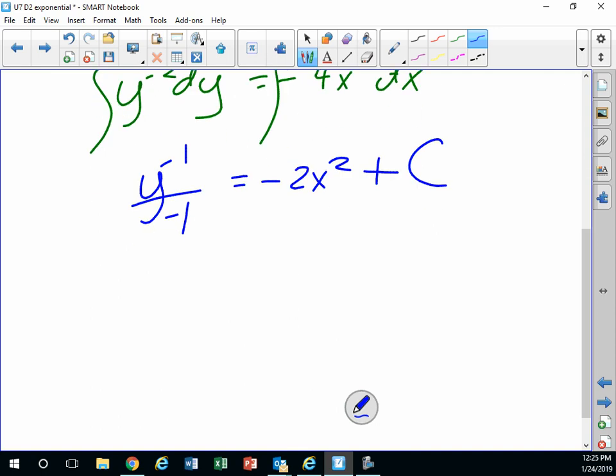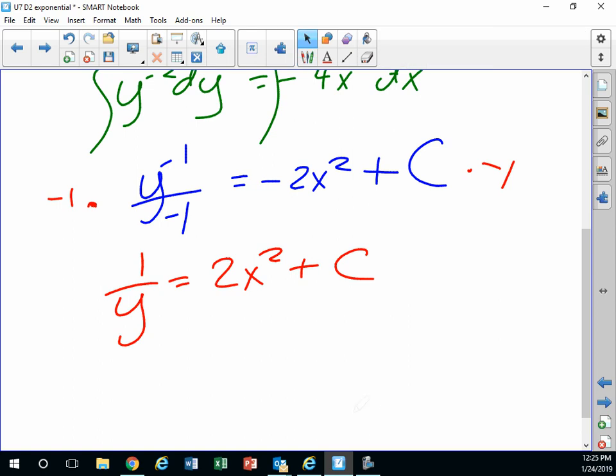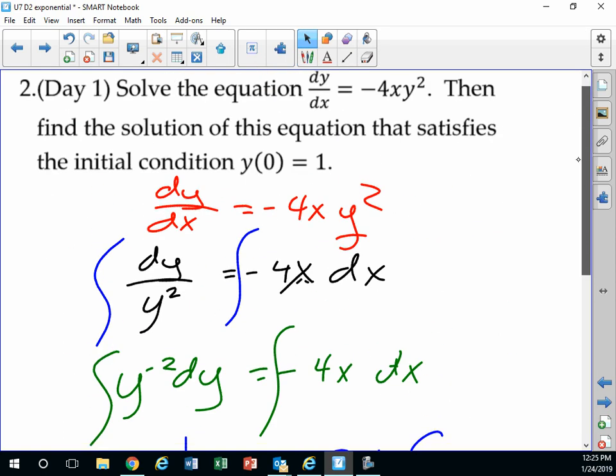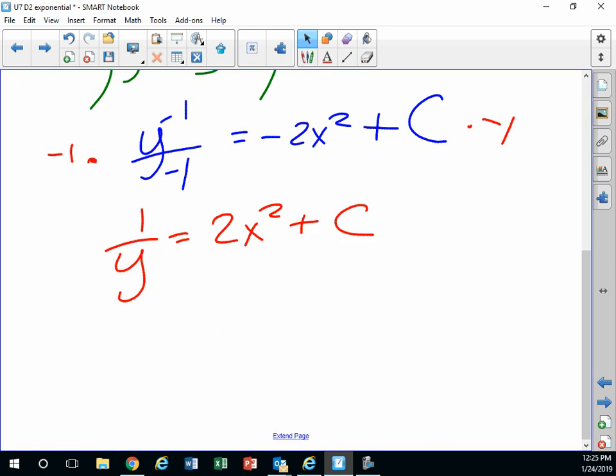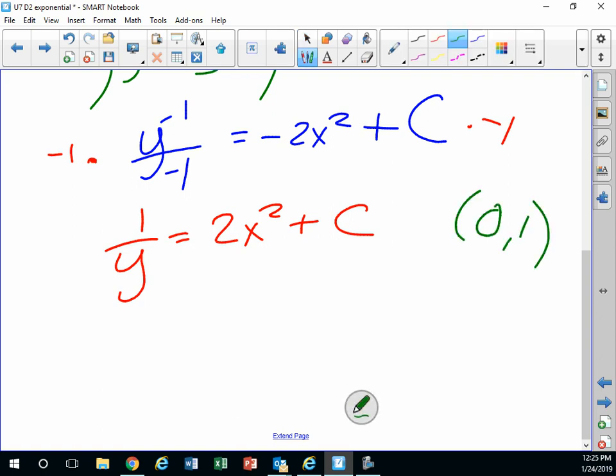I personally am going to multiply everything by negative 1 because I hate dealing with negative symbols. 1 over y equals 2x squared plus c. Wait a minute. Does the c not change sign? But it's a constant. It's still a constant. So the ordered pair was 0, 1, right?